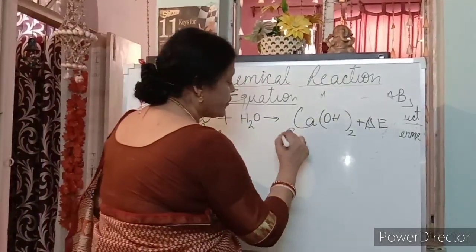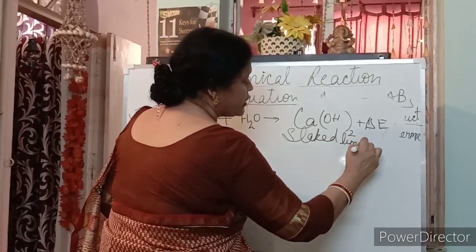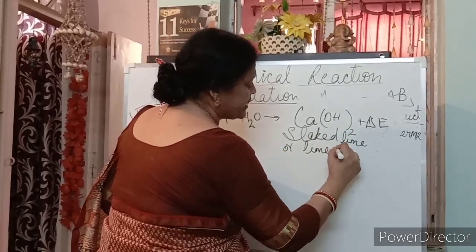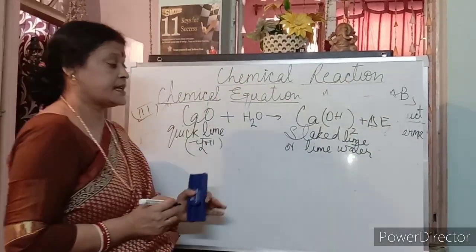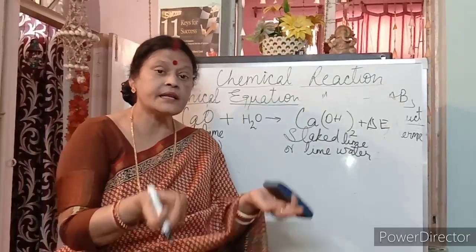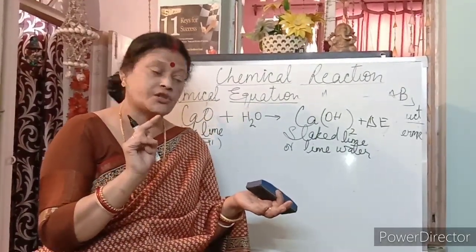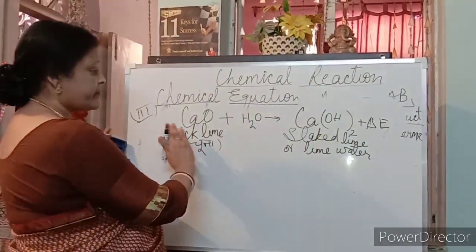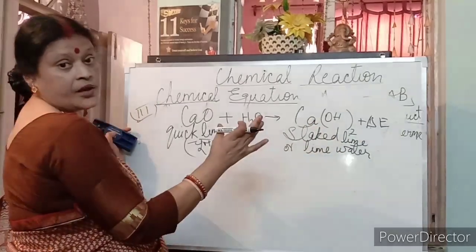It is also known as slaked lime or lime water. These are all different names of the same compound. And plus delta energy, that means we will find that bubbles are coming, and those bubbles are hot when we touch them. That means the delta energy is released. Now this is how we have it ready for our whitewashing. This is the substance which we are going to apply on the wall.